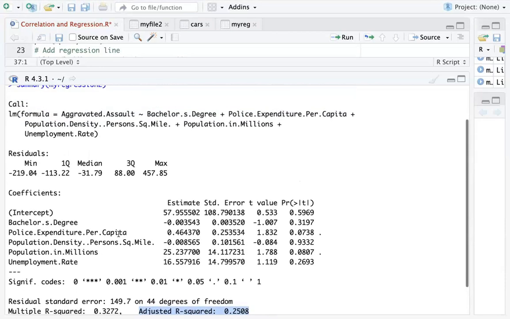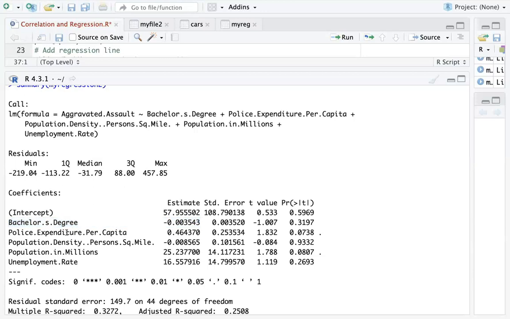And then the next thing would be these intercepts. So the intercept is 57.955, which means that when the x variable is 0, then y will be 57. And bachelor's degree, this is a negative slope. When there are more people who are educated, crime rate would be lower. So although it's a little bit weak, the slope is very small, but it's negative. Which means that if you increase the number of people with bachelor's degrees, then crime rate would be lower, although a very small slope.